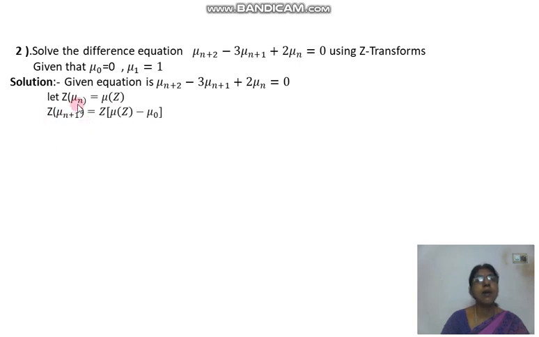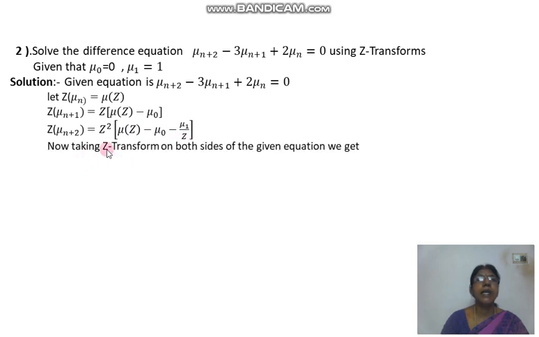And Z transform of u(n+1) is equal to z into U(z) minus u(0). Z transform of u(n+2) is equal to z square into U(z) minus u(0) minus u(1)/z. Now you take the Z transform on both sides of the given equation. Now you get Z transform of u(n+2) minus 3 into Z transform of u(n+1) plus 2 into Z transform of u(n) is equal to 0.